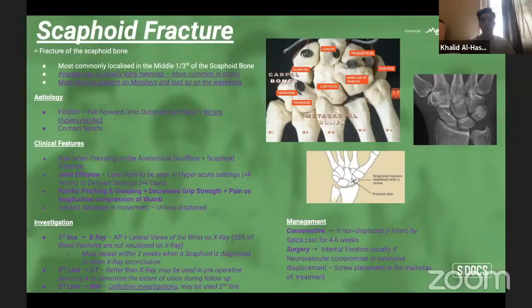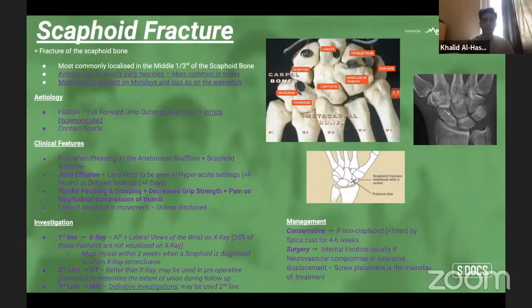Second line that we can opt for is CT. However, MRI is usually the definitive investigation, and therefore we may opt to use this second line as opposed to CT. The CT, however, is better than X-ray, is used for preoperative planning and also determines the extent of union during follow-up. Management: conservative or surgical.